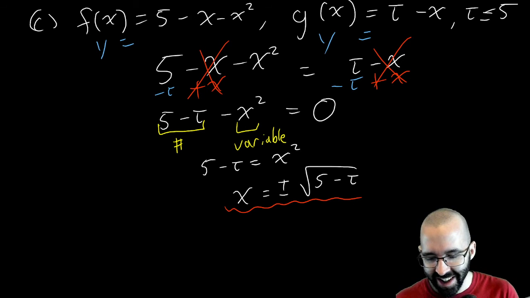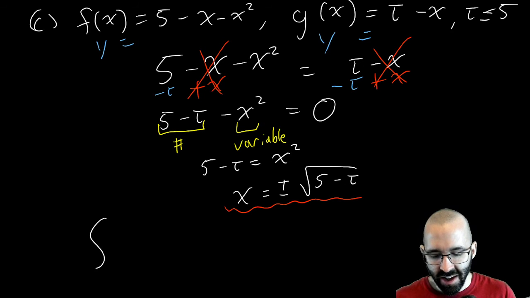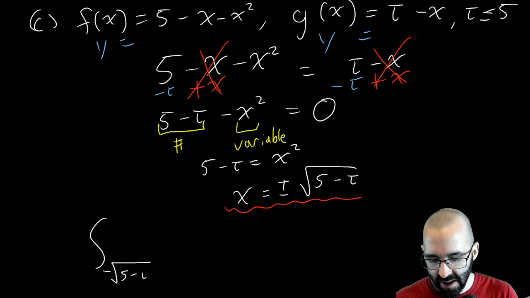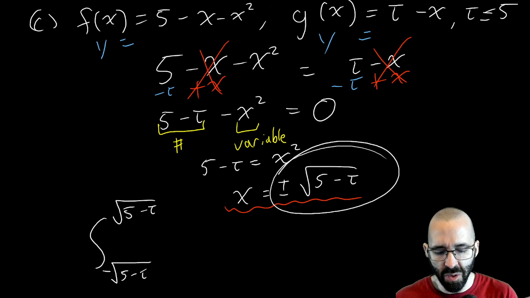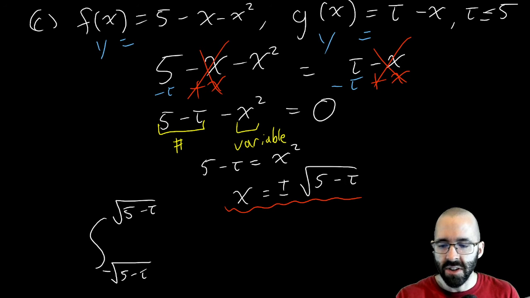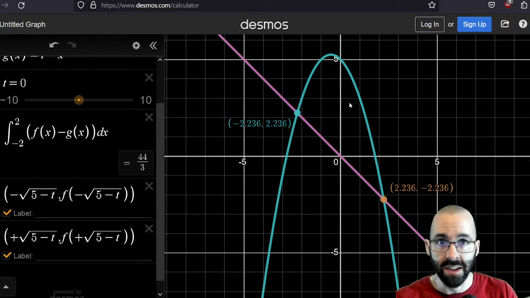It's cool. So we have the integral now from the lower bound, which is going to be negative square root of 5 minus t, to the upper bound, positive square root of 5 minus t. I think one of the hardest things about doing things with parameters like this is the visualization. So I'm hoping that this really does help.